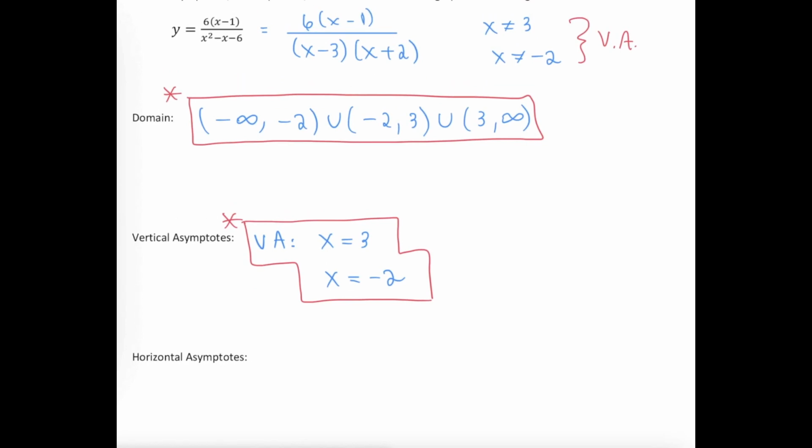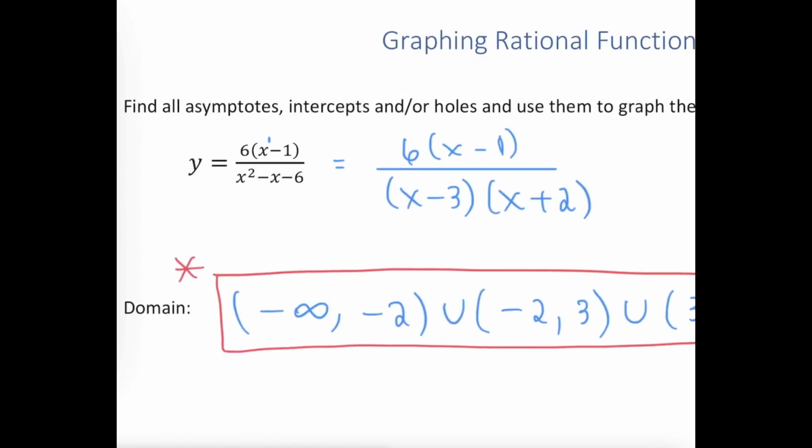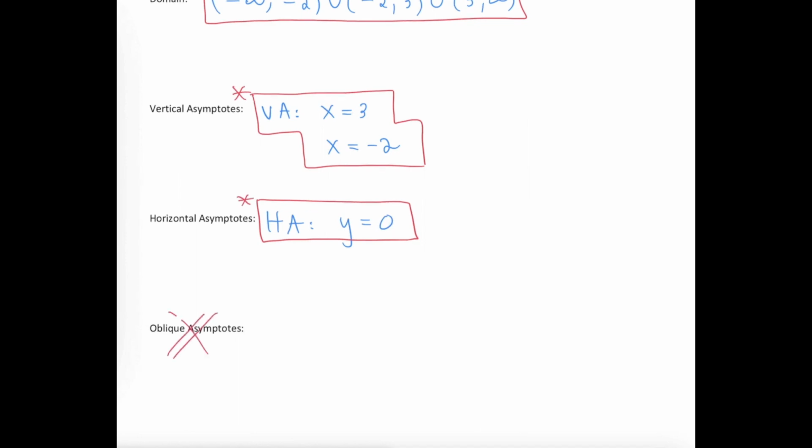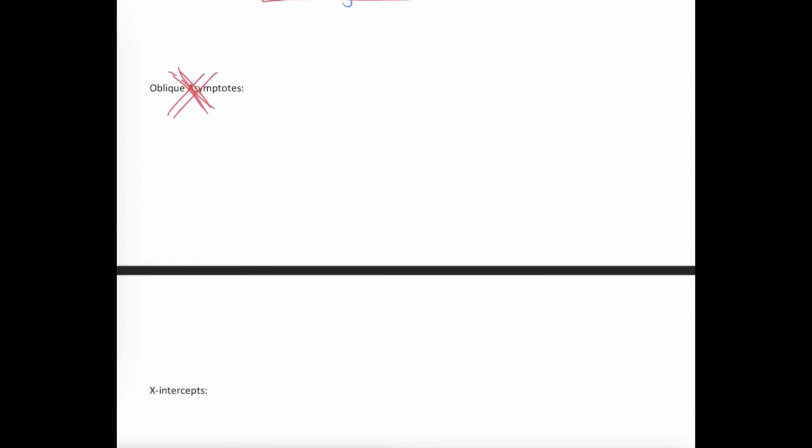Now, to look at the horizontal asymptotes, we need to consider the degree of the top and the bottom. In the top, we have a degree 1 polynomial. In the bottom, we have a degree 2 polynomial. And when the bottom has a bigger degree, that means we're going to have the horizontal asymptote y equals 0. In this situation, we get the horizontal asymptote y equals 0. When we have horizontal asymptotes, you don't get oblique asymptotes. So there are no oblique asymptotes in this case.